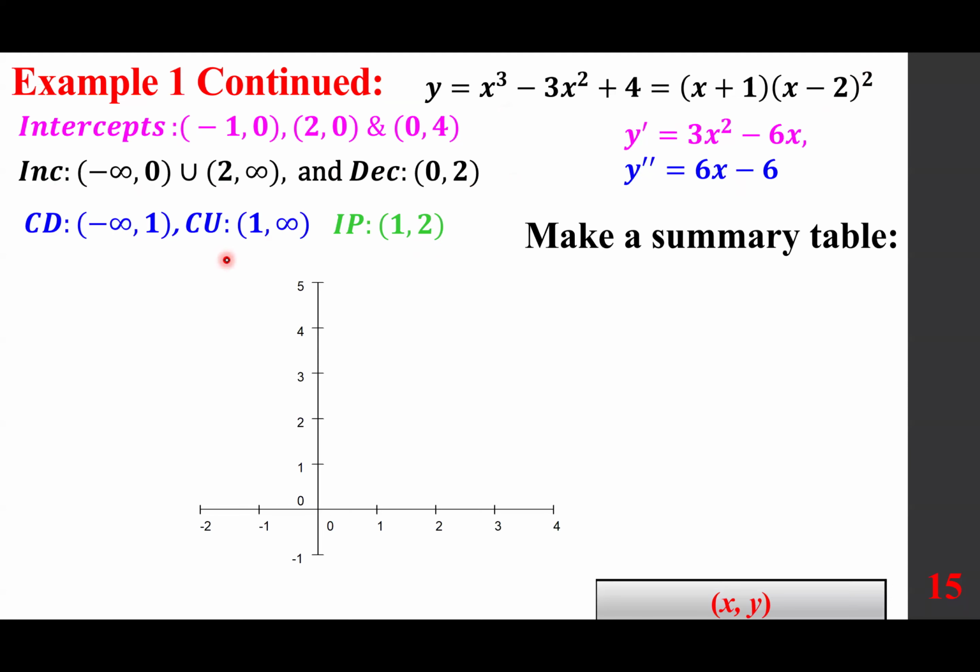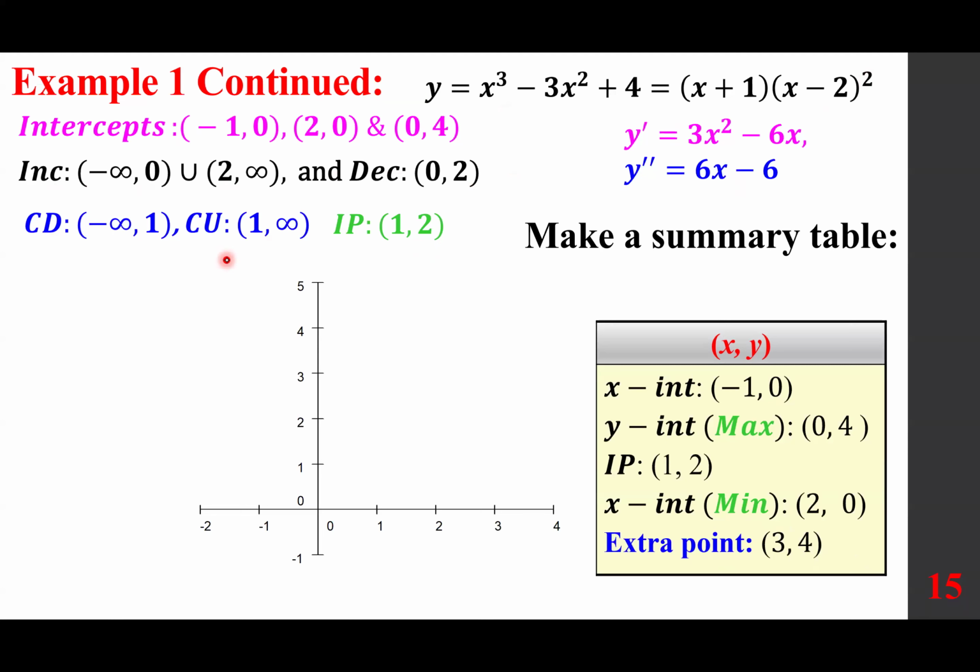Let's do the summary. So (-1, 0) is here. (0, 4) is there. Because it's a maximum, we put an arrow, meaning that's the maximum it can't cross. (1, 2) is the IP. The x-intercept at (2, 0) happened to be the minimum. Again, we go there. That's good enough.